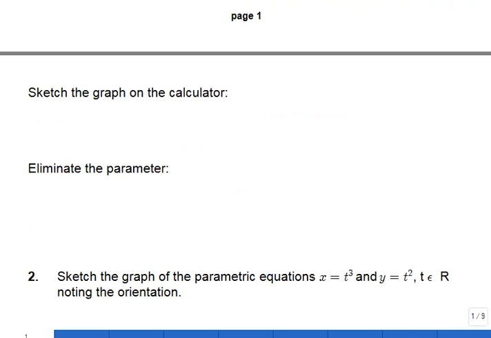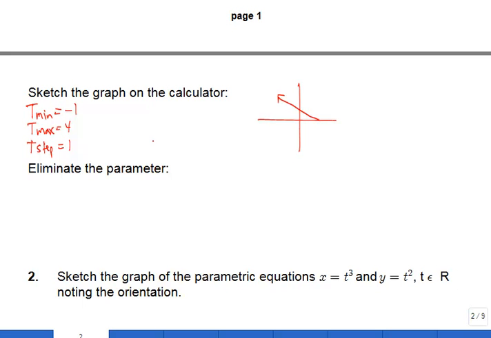So on my calculator we got the same graph that we had earlier, and just to remind you, for our t min we used -1, for our t max we used +4, and for our t step we just went by 1s, and then we did our x min and x max -10 to 10 and our y min and y max -10 to 10.